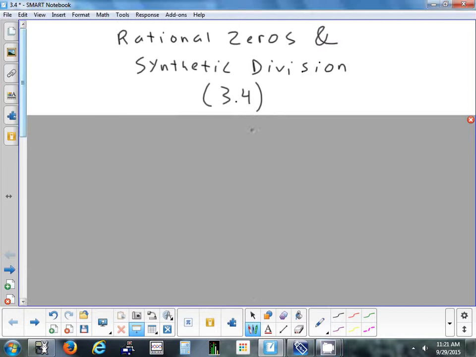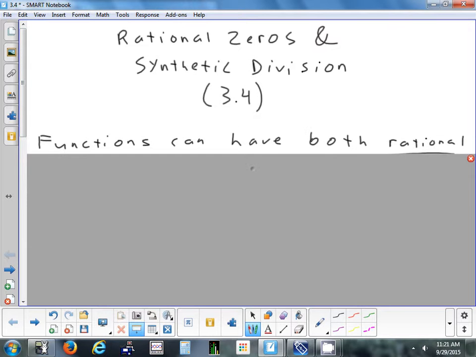All right, so today we're going to take a look at 3.4, which is a little bit more with division of polynomials, except we're going to learn a shortcut for long division when our problems are a certain type. Okay, and it's called synthetic division.